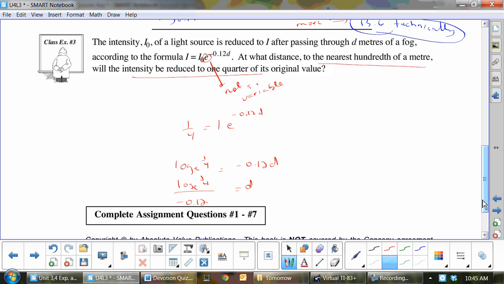Remember, log E is the same thing as ln, so you could even do this if you wanted to. Right? That's not so hard to put in. Ln 1/4 divided by negative 0.12 is 11.55. Good. Meters.